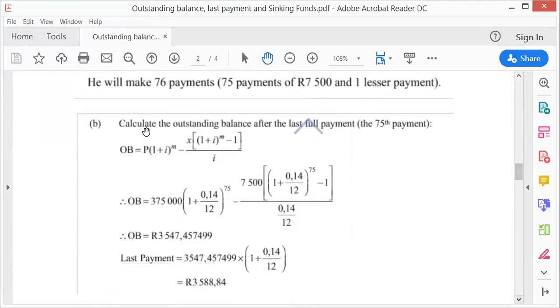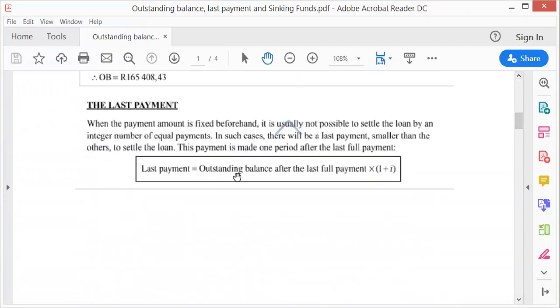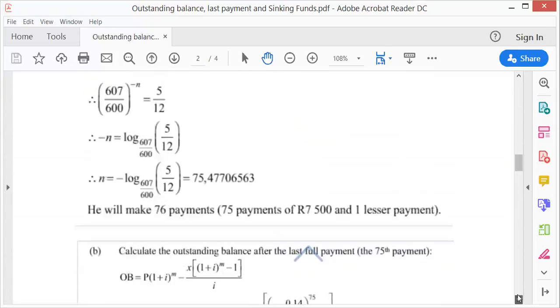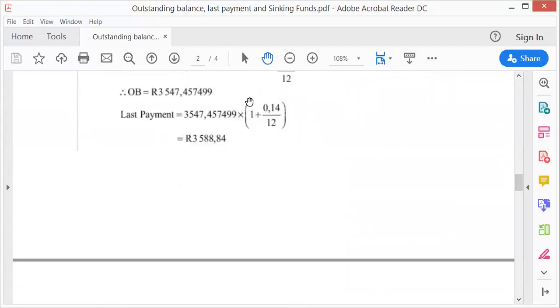So there's your OB. You know the formula by now. Put all this in your OB. Remember 75, 75. So clear, guys? Put all that in, and then you get your OB as 3547,45749. Please leave all those decimals. Then you know the last payment. Like I say here, last payment, remember that you must take the OB multiplied by 1 plus i. Okay, guys? Right? So there you are. OB multiplied by 1 plus i. And there's your last installment. You see, it is smaller than the other installments.